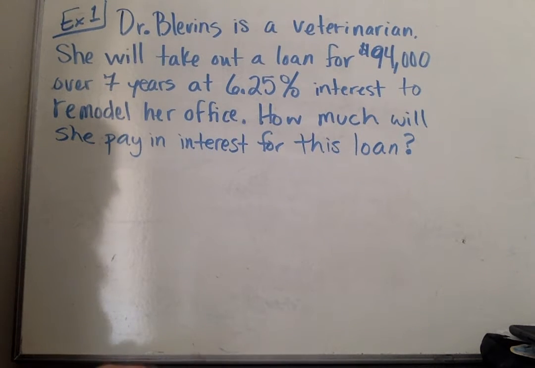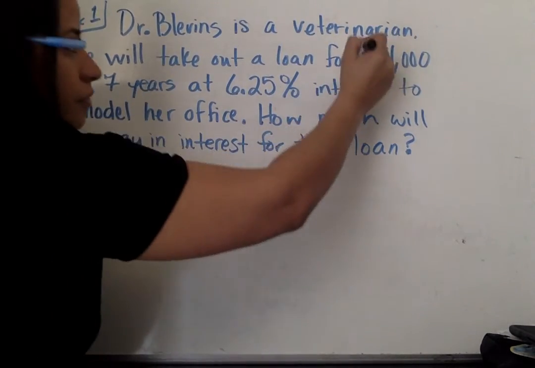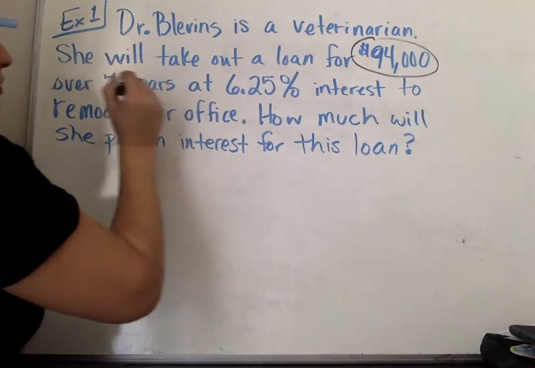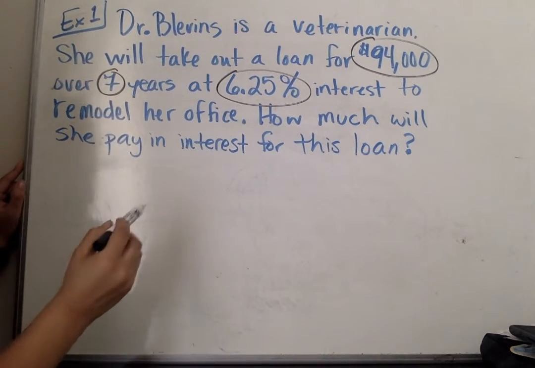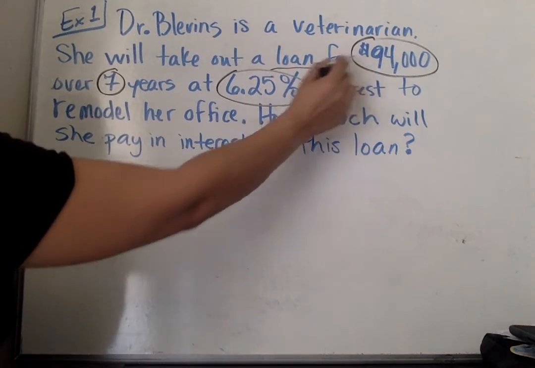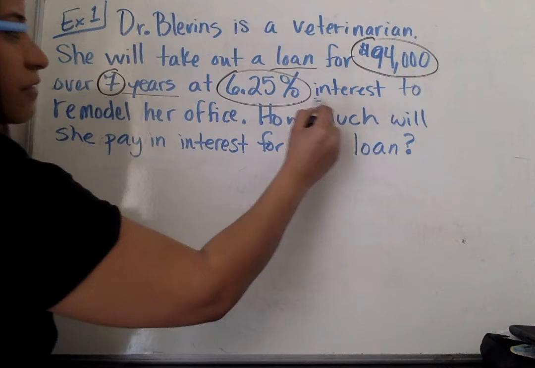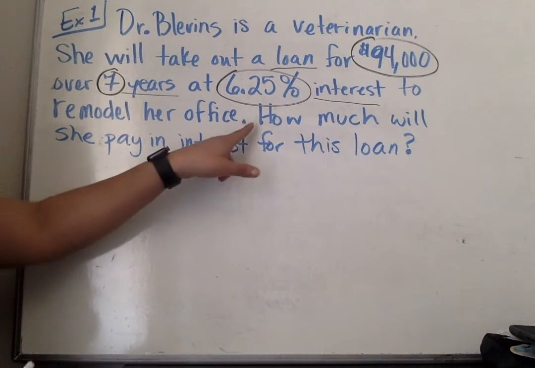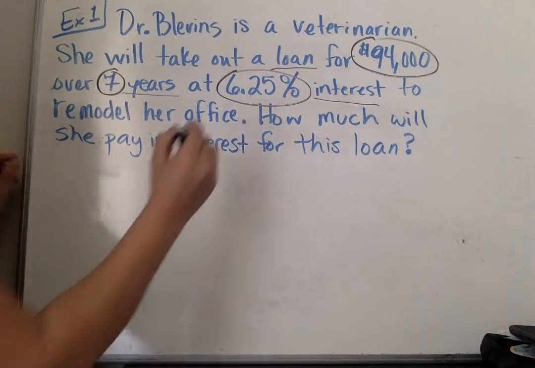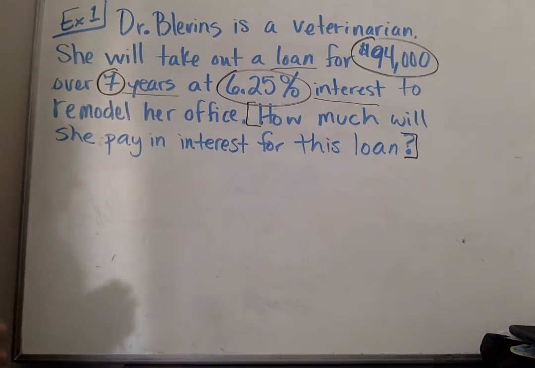So let's go ahead and do like we usually do in class, and we're going to circle numbers. And we usually underline math terms, right? So she will take out a loan for $94,000 over 7 years at 6.25% interest. And what's the question? How much will she pay in interest for this loan, right?